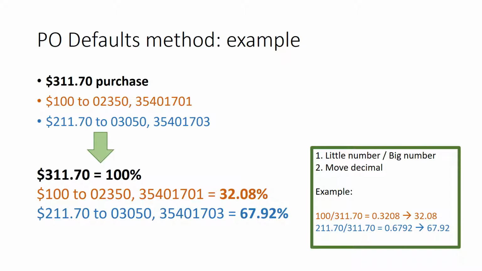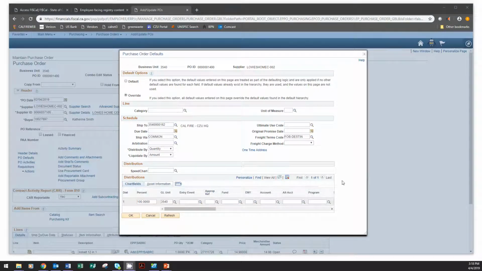As for the coding, there will be difficulties entering that too when you work with the PO defaults box in this technique. Let me show you. Here we are in that Lowe's purchase order again with the 4 different line items in the PO defaults box. For my first line of coding, I can go to the speed charts.